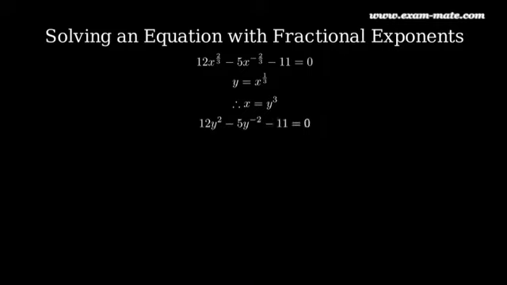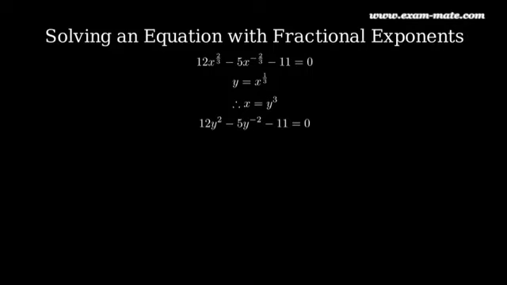Let's solve this complex equation involving fractional exponents. We need to solve 12x to the 2/3 minus 5x to the negative 2/3 minus 11 equals 0 for x greater than 0. The first step to solving this equation is to make a substitution to simplify it. Let's let y equal x to the 1/3 power. This means that x equals y cubed. Using this substitution, our equation becomes 12y squared minus 5y to the negative 2 minus 11 equals 0.